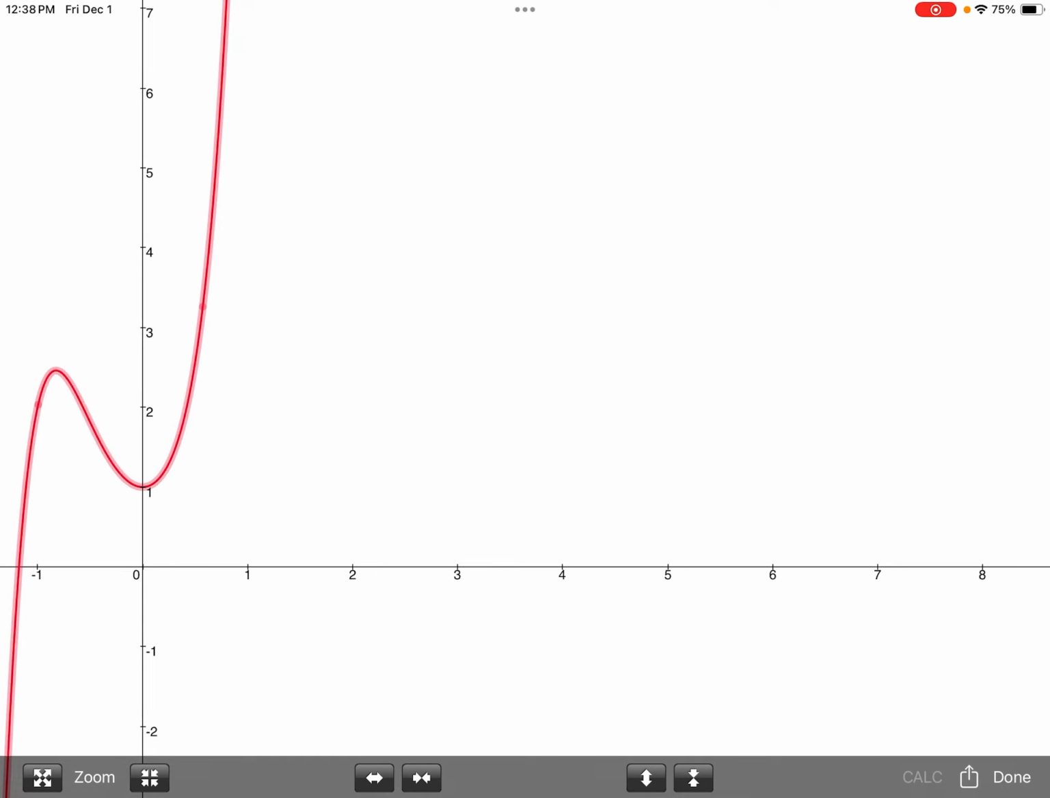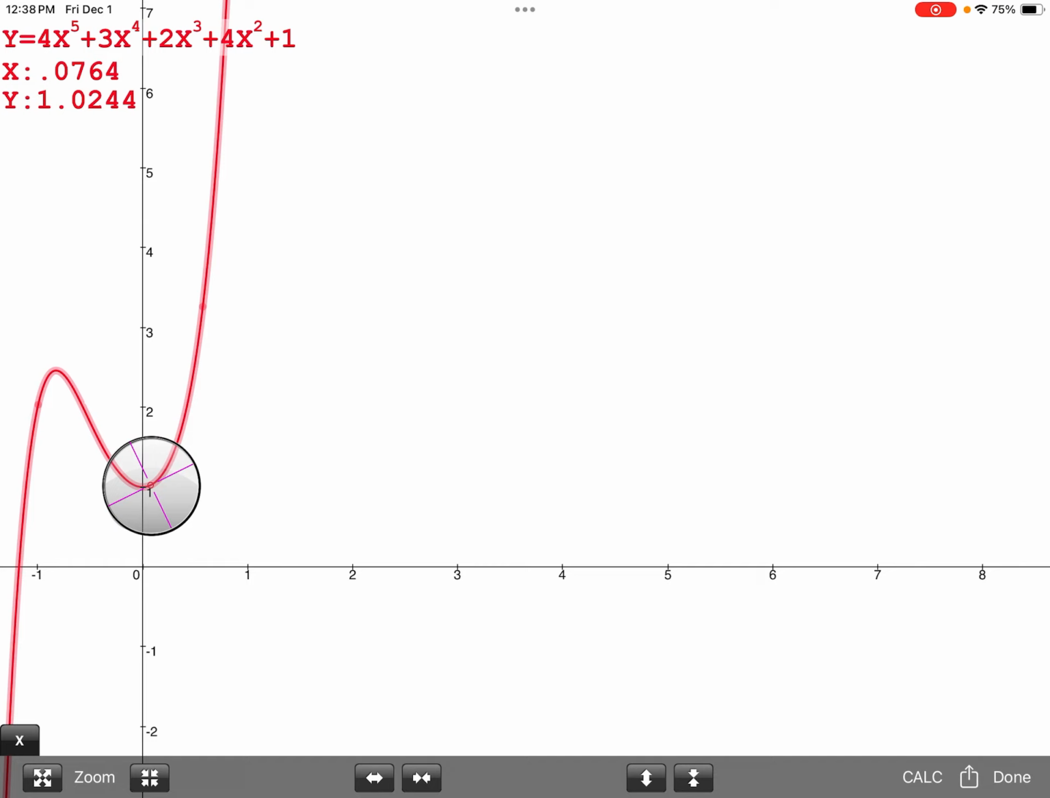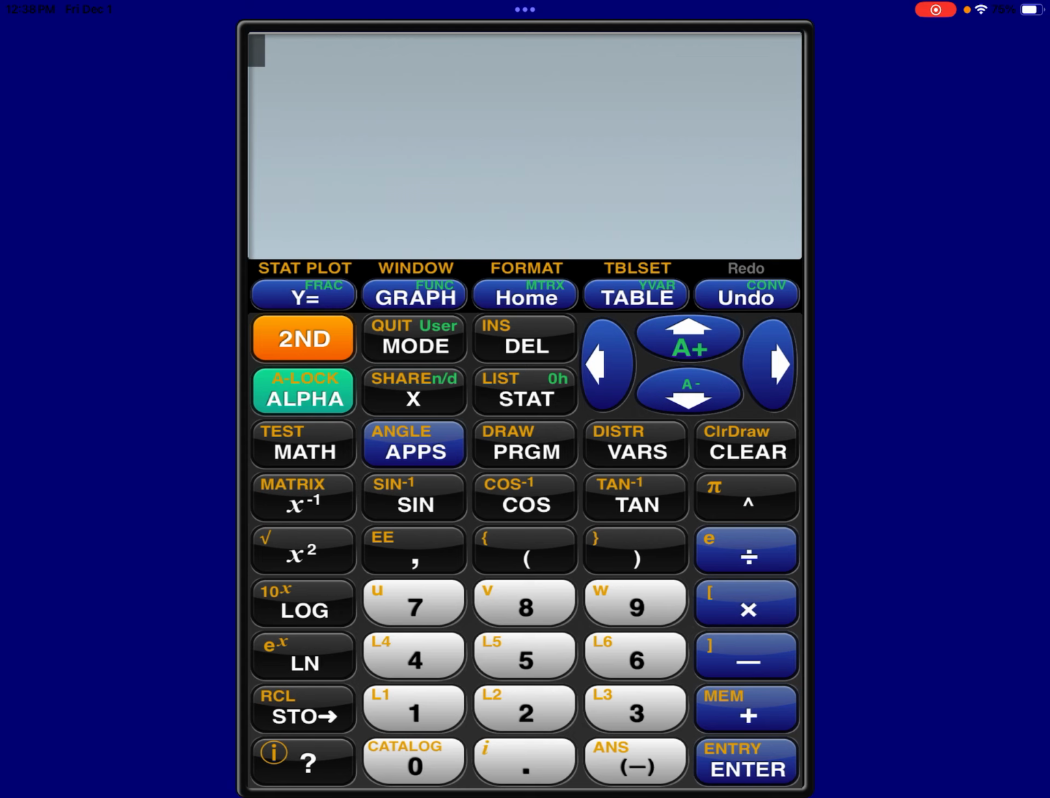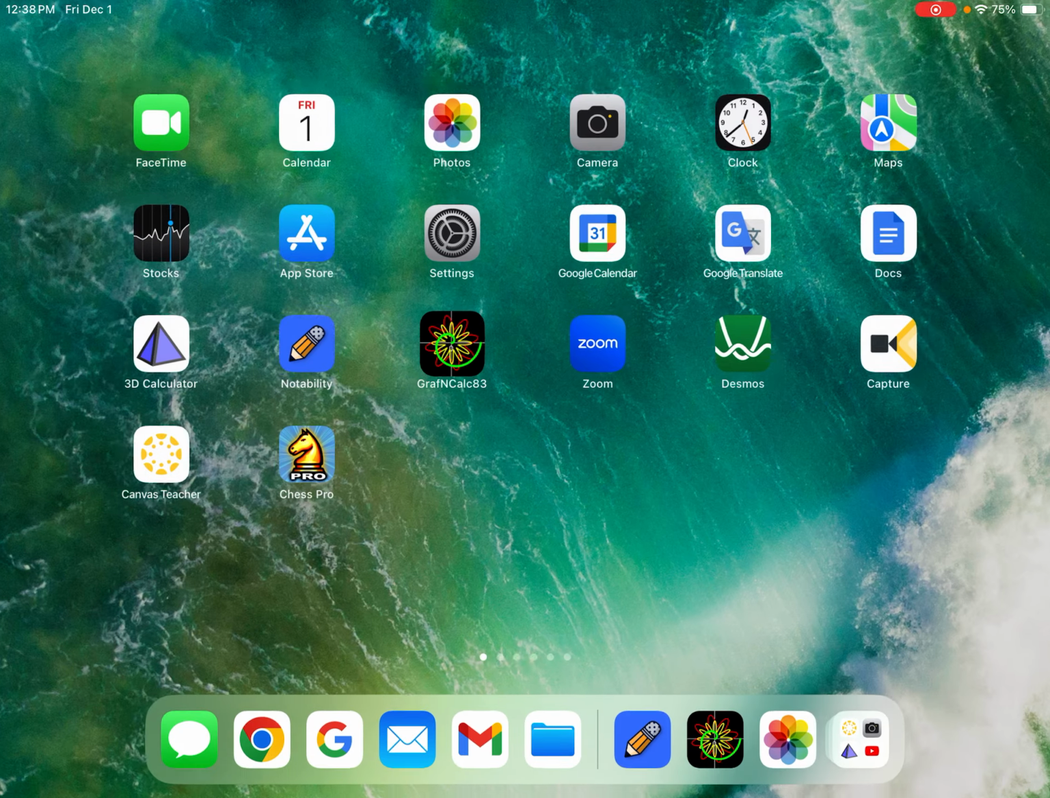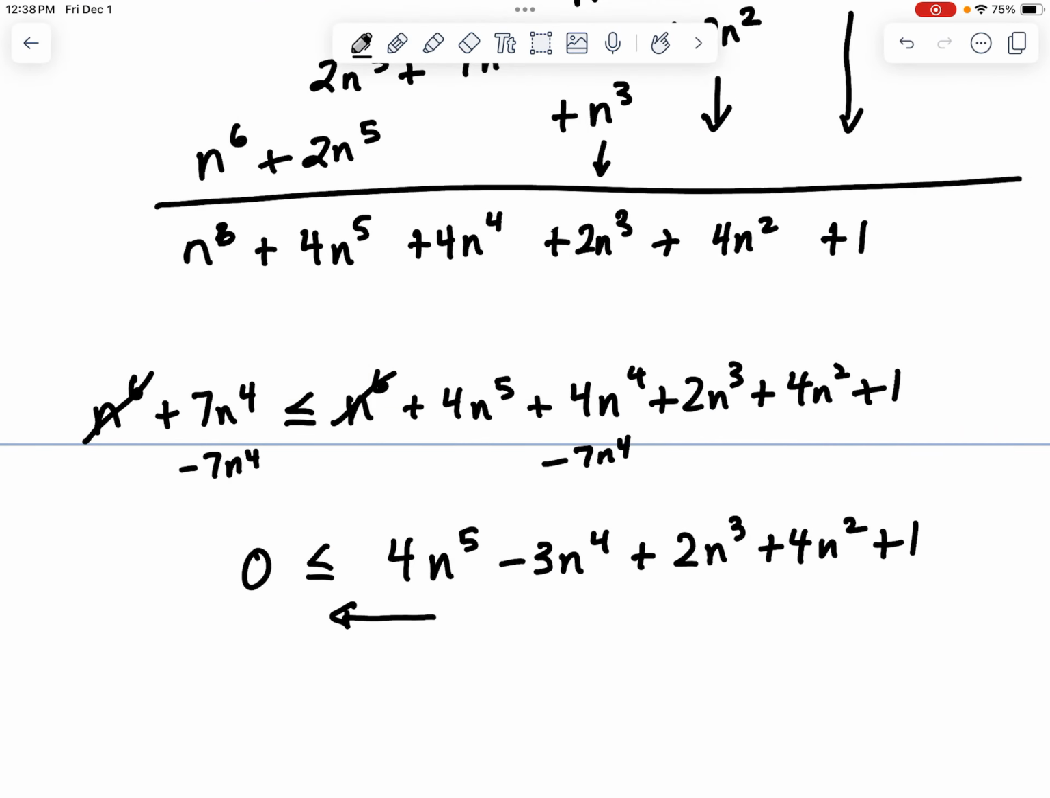So the question was saying, is that bigger than 0? And at this point, y equals 1.02. Right here it equals 1, and all the way up here it is bigger than 0. So the answer is it's bigger than 0. So all of that fun algebra actually paid off. This is true for n bigger than or equal to 0.